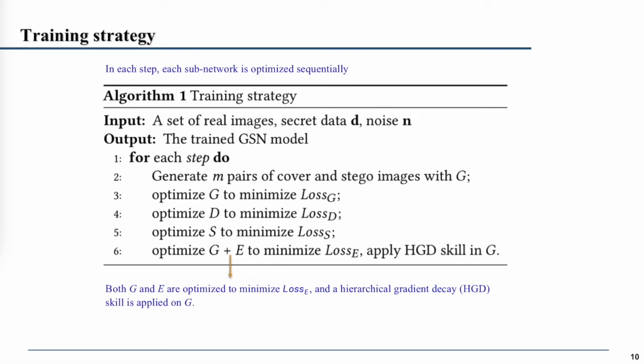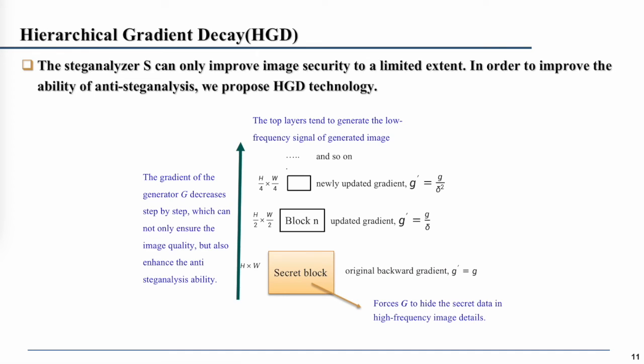G and E are optimized simultaneously to improve the secret extraction accuracy, where a hierarchical gradient decay skill is applied to improve the resistance against steganalysis methods. We propose the hierarchical gradient decay skill to reduce the differences between generated cover and stego images. It works because the HGD skill forces G to hide secret data in high-frequency image details.